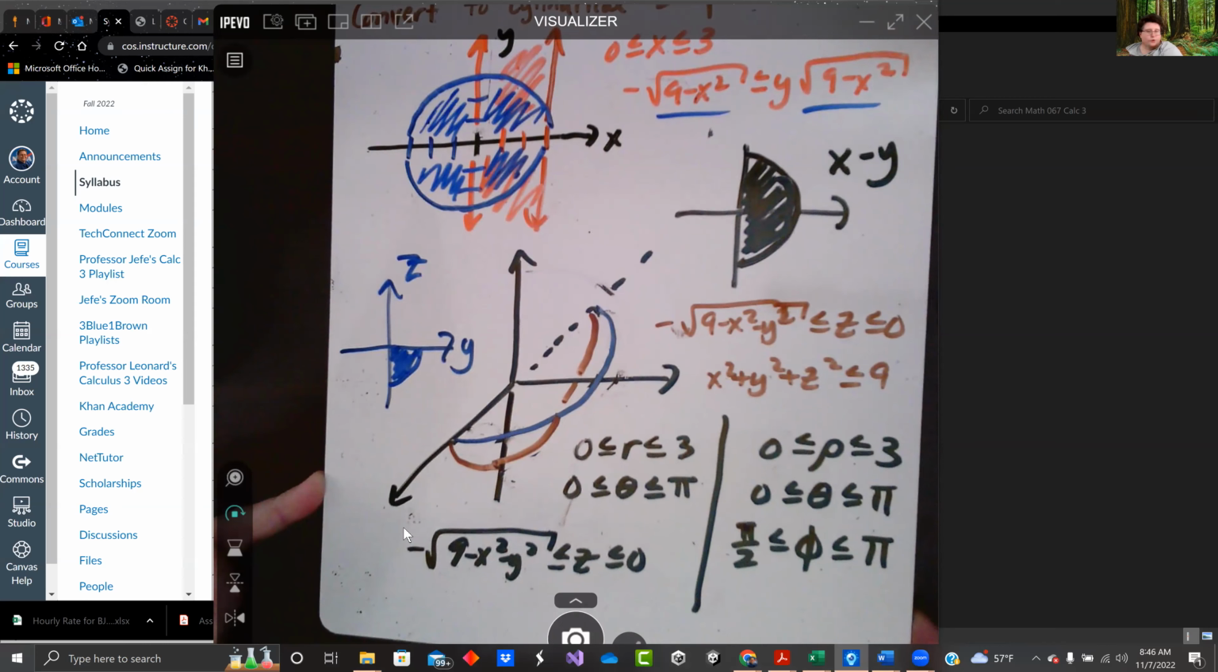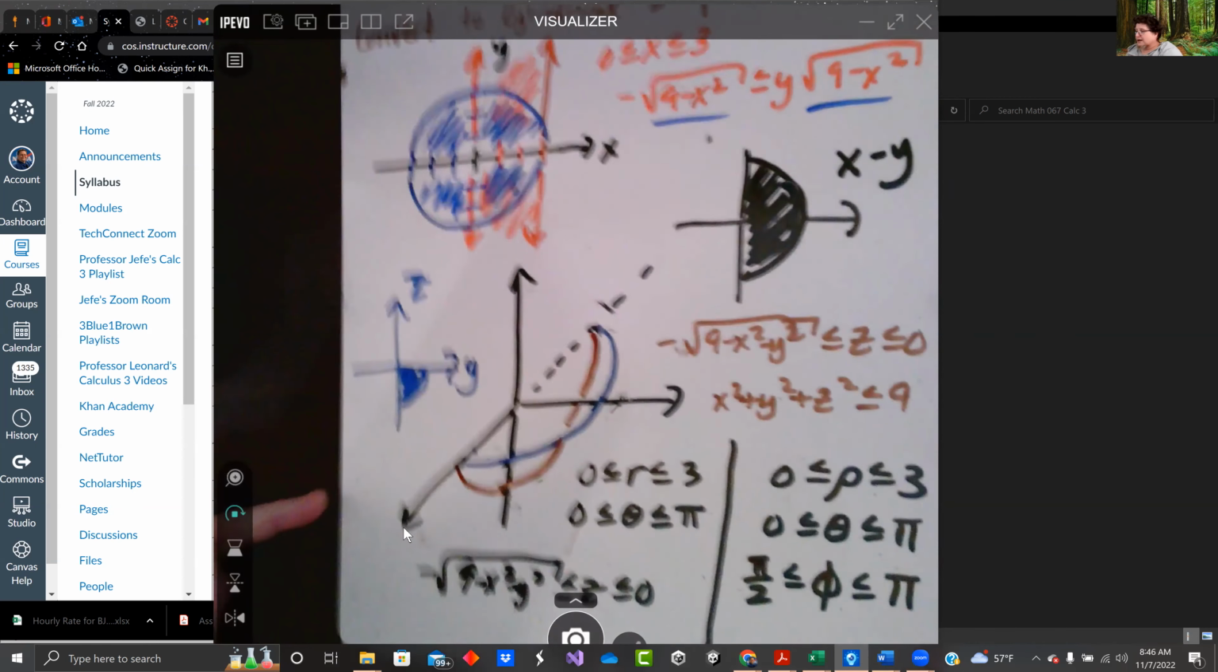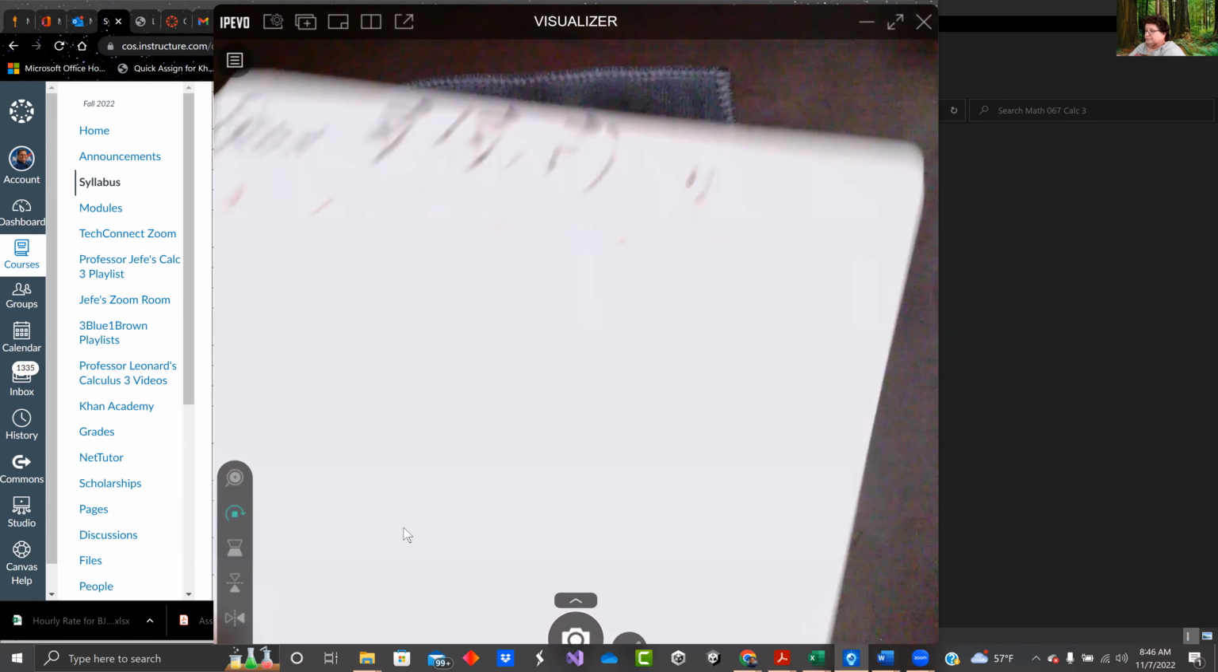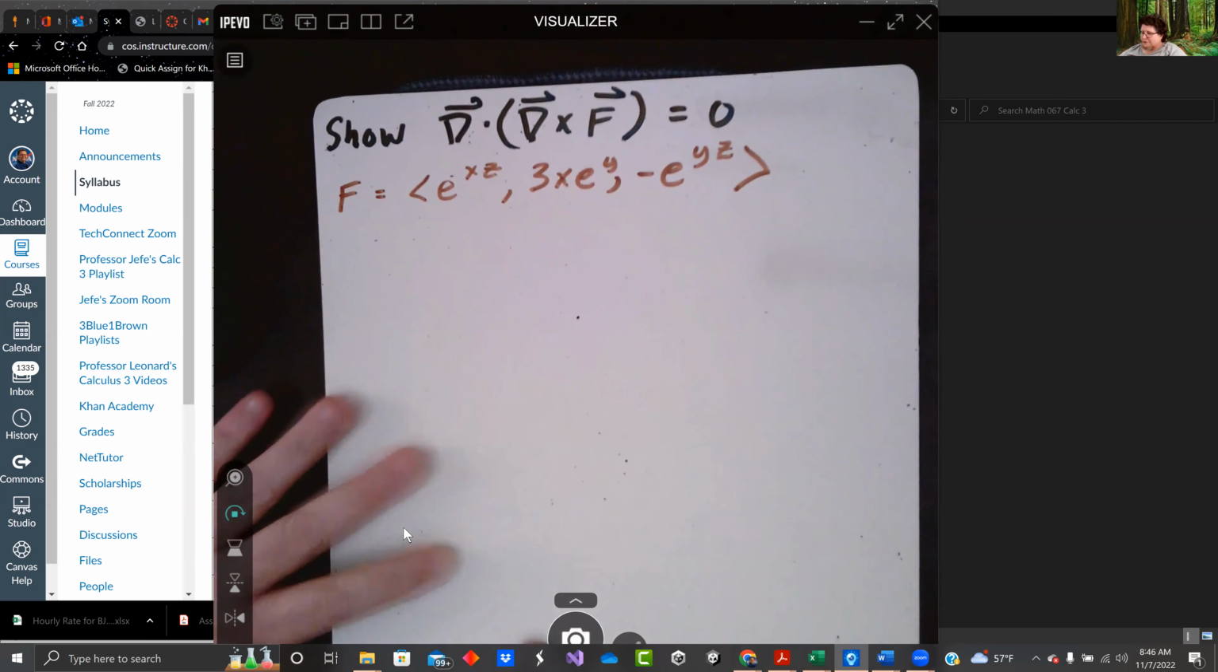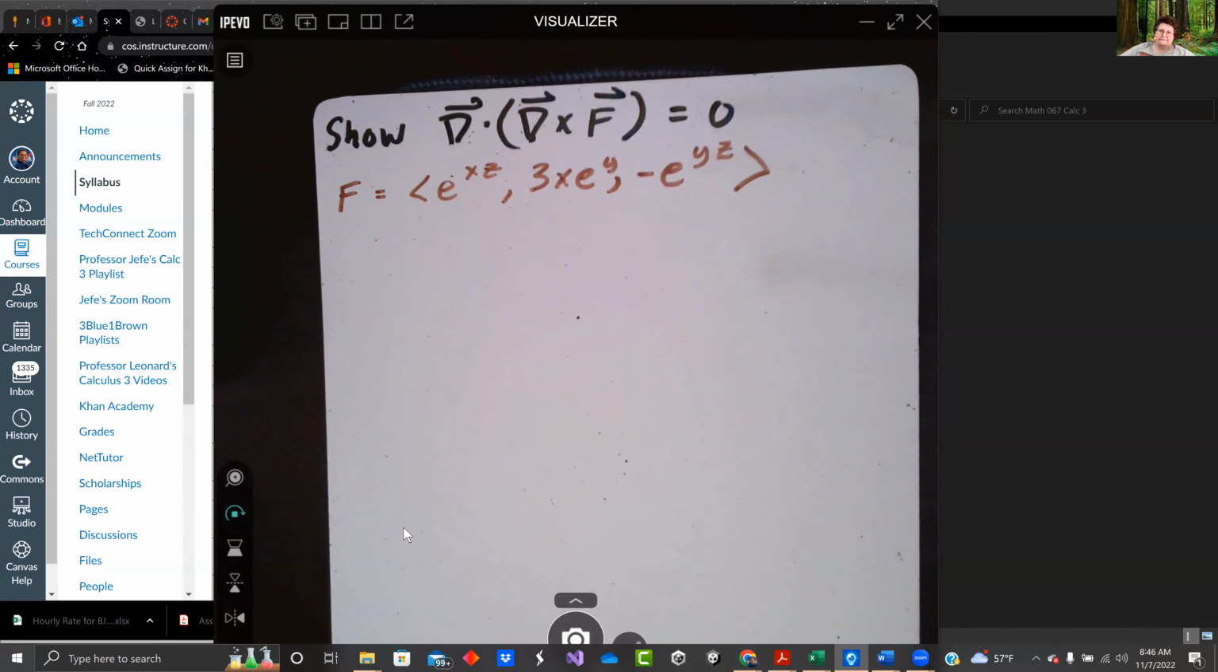All right, back to our previously scheduled topic of chapter 15. Let's show that the divergence of the curl of any vector field is 0. But we're just going to use a specific example. We're not going to do the general proof. You can do the general proof if you'd like. I think I do it in the videos, to be honest.